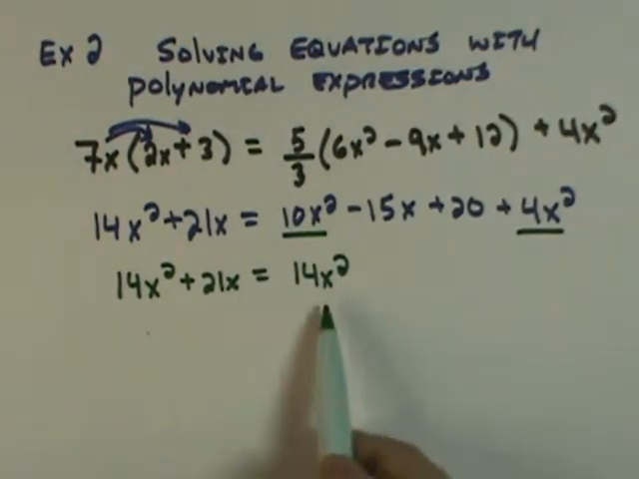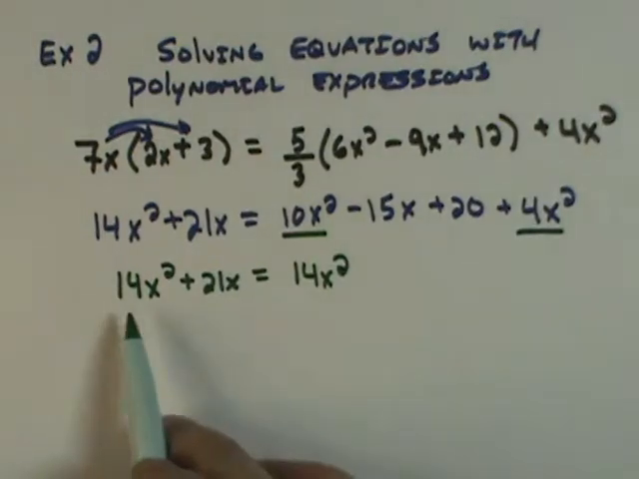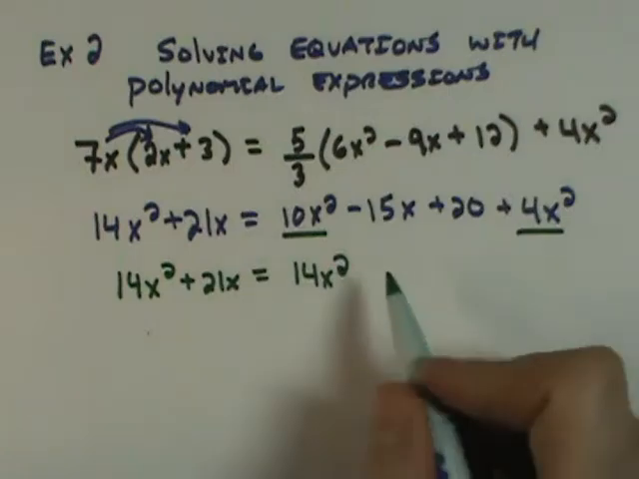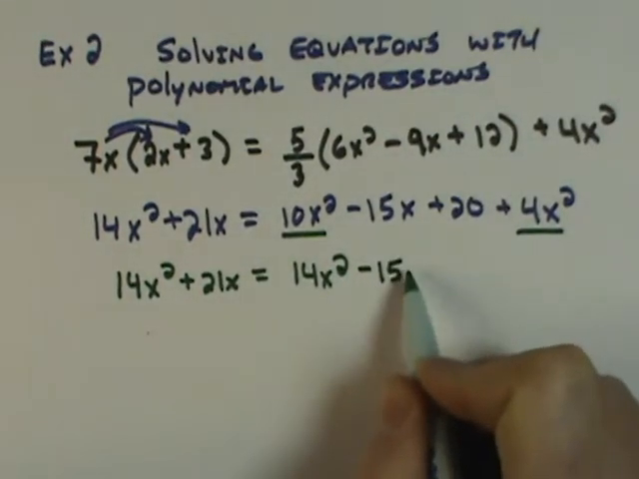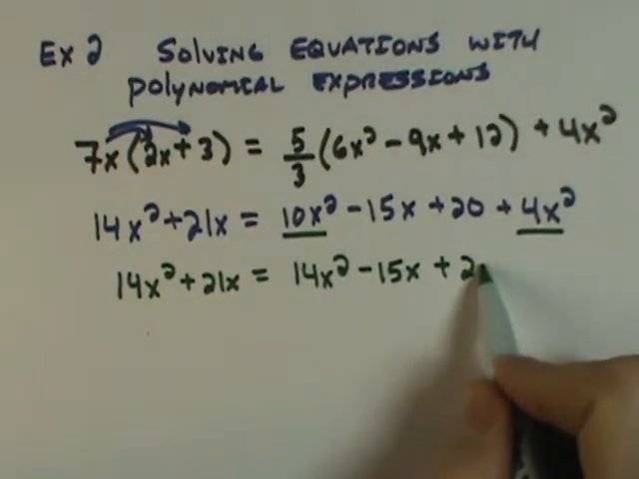This is something you're going to be looking for when you're solving these equations in this section of the chapter. These are always going to have to match up, otherwise you don't have the ability to solve them yet. That'll happen in a couple weeks. So this becomes minus 15x plus 20.